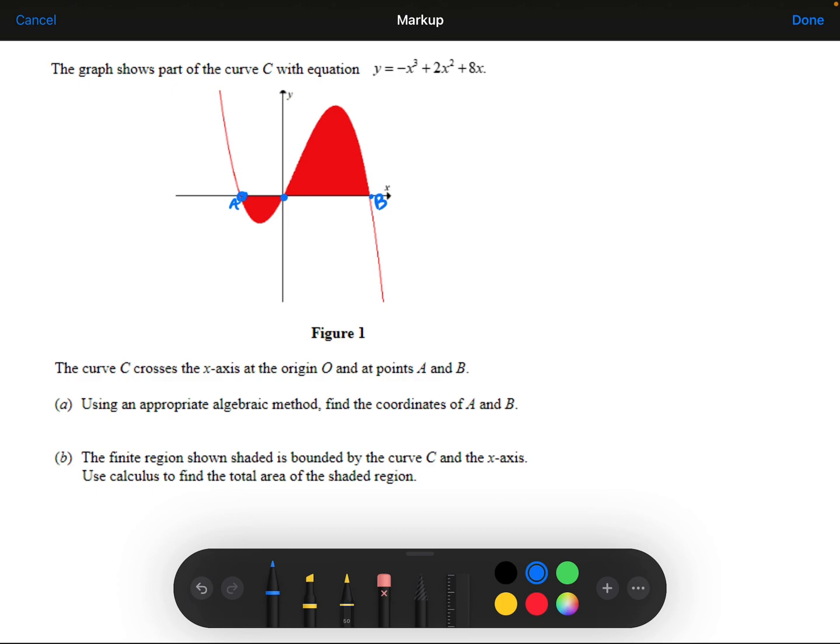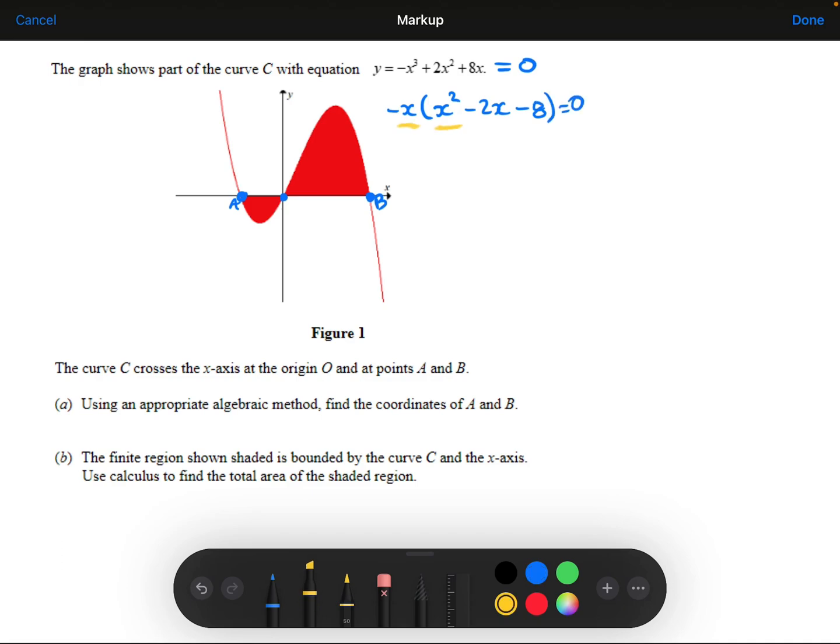Well, I know at these points here, the y coordinate is going to equal 0. So if I take my equation here, make it equal to 0, my appropriate algebraic method is going to be to factorise. I'm going to factorise a minus x outside here. So that's going to make that an x squared, that a minus 2x, and we'll have a minus 8 there.